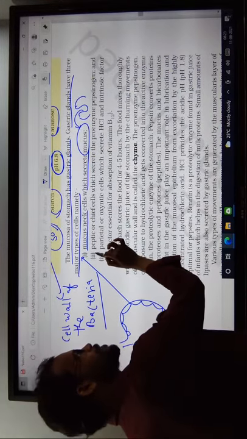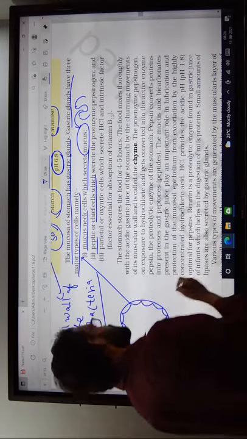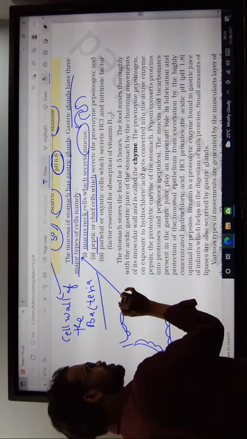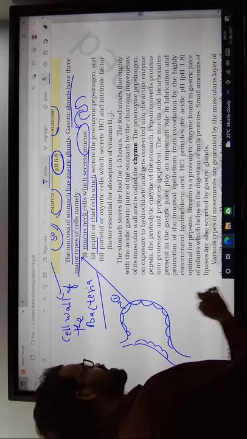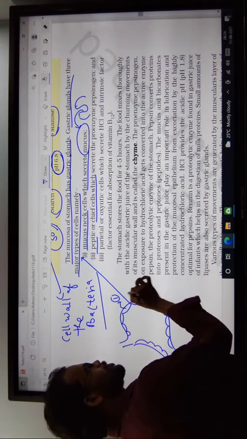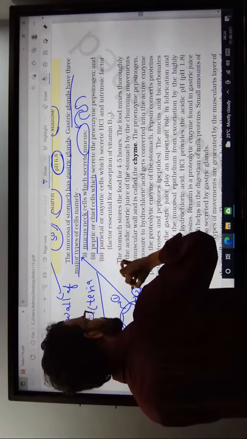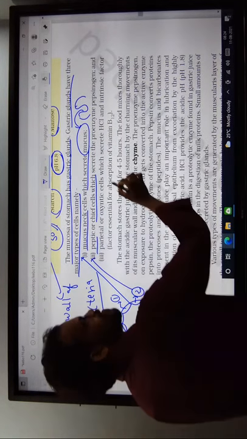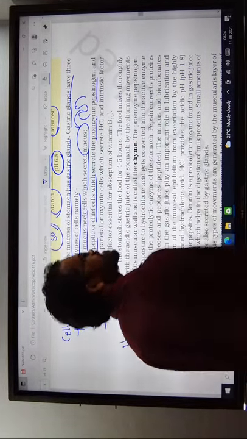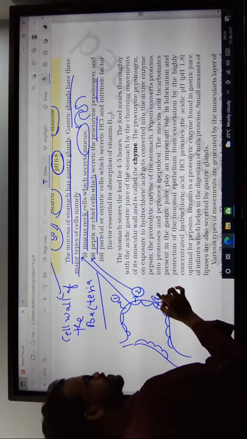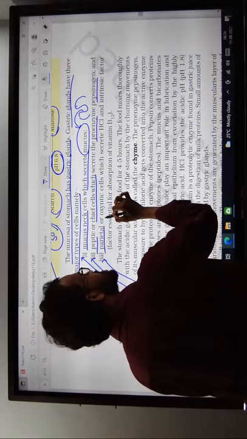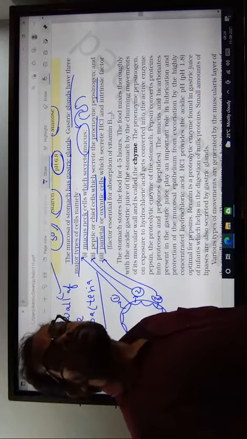The second cell is known as peptic cells, also called chief cells. They secrete pepsinogen, which is the precursor of pepsin. The third type of cell is known as parietal cells, also known as oxyntic cells.